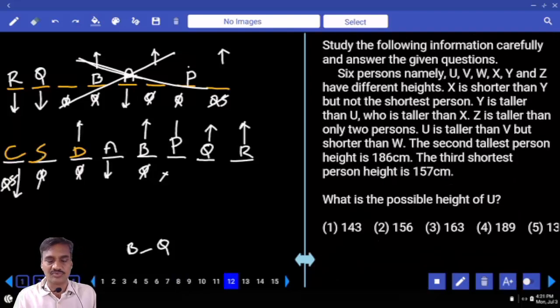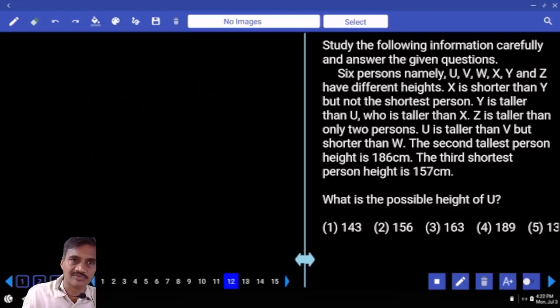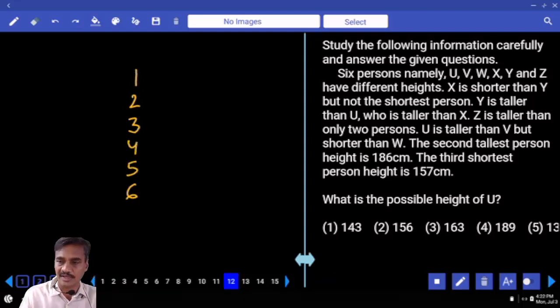Then the next one, 12 onward. Now 12 to 14 comes under which category? Comparisons. Comparisons are definitely under the first priority, even in the clerical prelims as well. Then how many persons are there? 6 persons: 1, 2, 3, 4, 5, 6 are the 6 persons we have, and these persons are compared in their height.